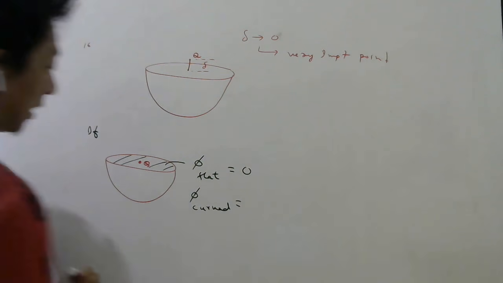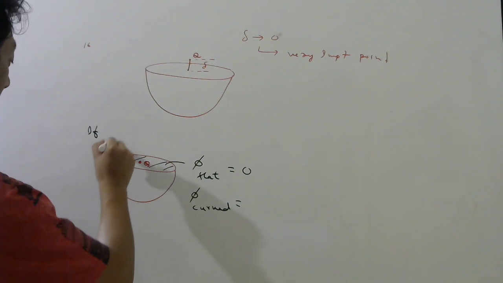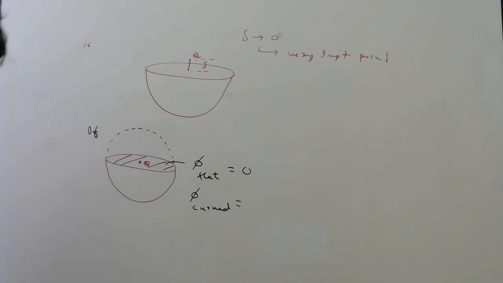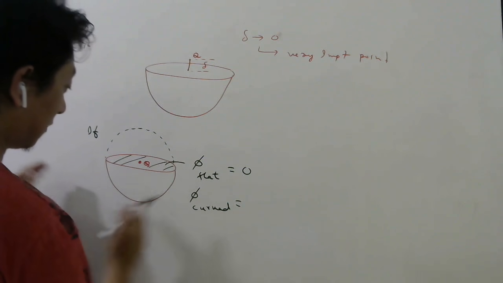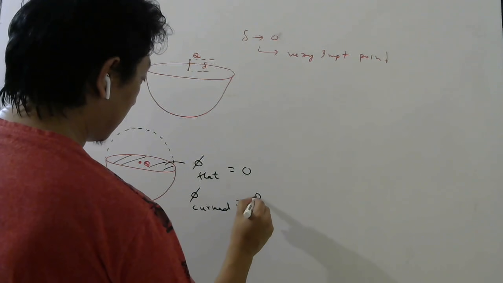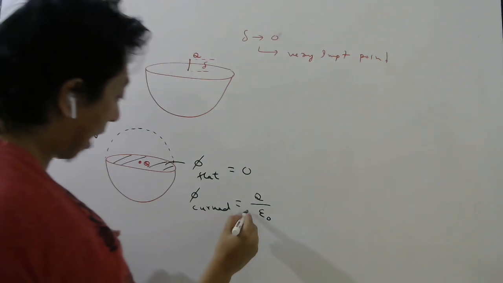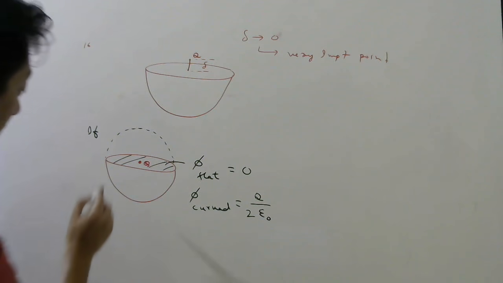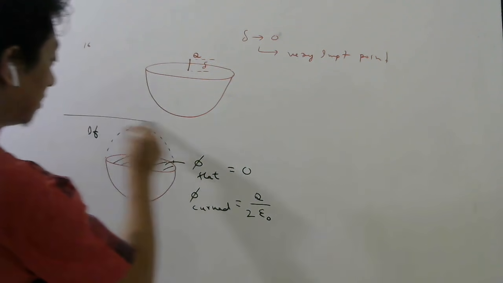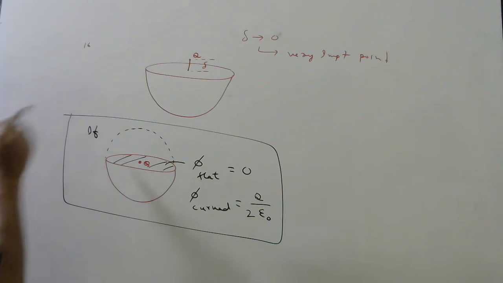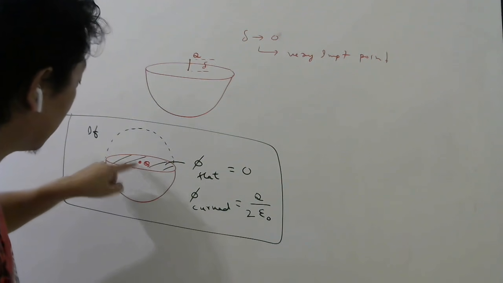what did I tell you about how to do this? You imagine one more hemisphere here, I told you. Remember or not? Then flux through this curved surface will be q by epsilon naught, which is the flux through the whole sphere. Half of that will be the flux through the curved surface. So this is how you can do the problem if this charge was kept at the center.